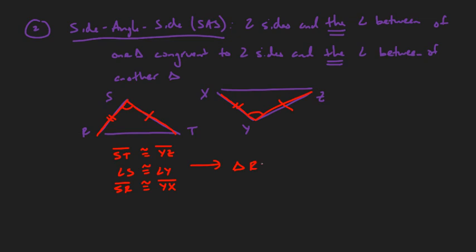So I'm going to call the first one triangle RST would be congruent to. Okay, looks like R corresponds to X. Looks like S corresponds to Y, and then Z. So RST corresponds to XYZ, and that would be by side, angle, side. I'll erase that. All right, 2 down, 3 to go.